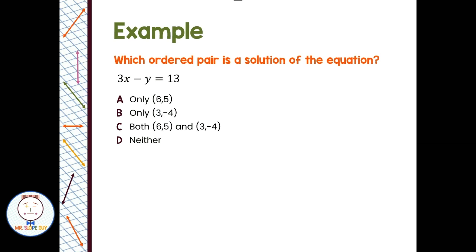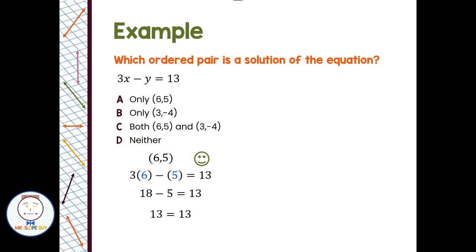All right, one more example. Which ordered pair is the solution of the equation 3x minus y equals 13? We have (6, 5) and (3, -4). So (6, 5), the x is the 6, the y is 5. So I'm going to substitute in 6 for x, 5 for y. Then I'm going to work out each side. So I have 3 times 6 is 18. 18 minus 5 is 13. 13 equals 13. So (6, 5) is a good solution.